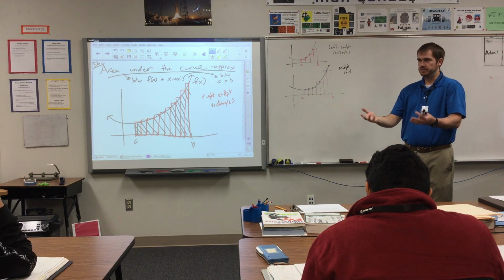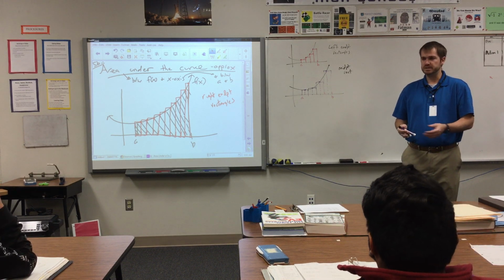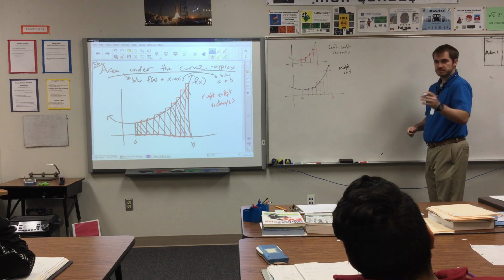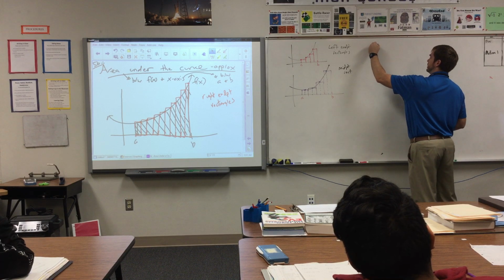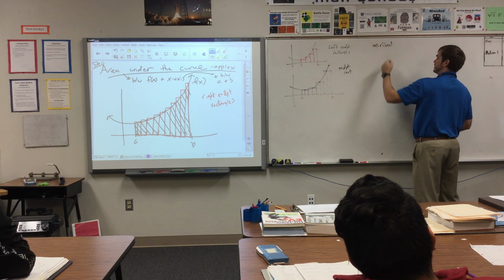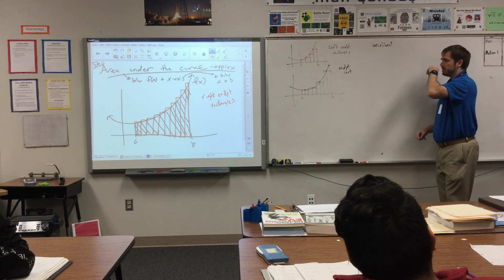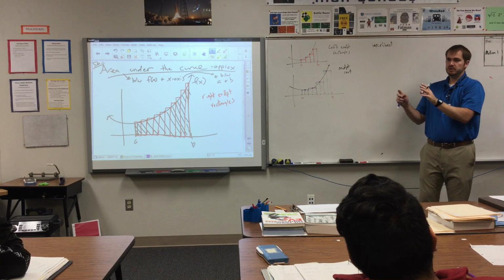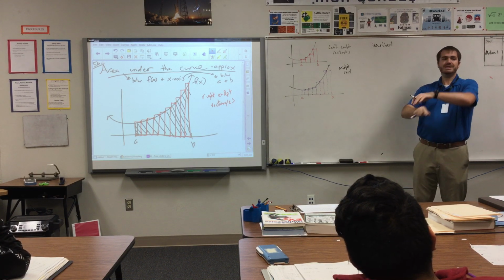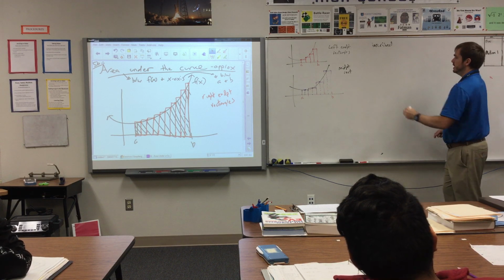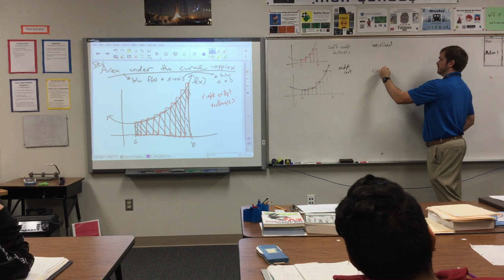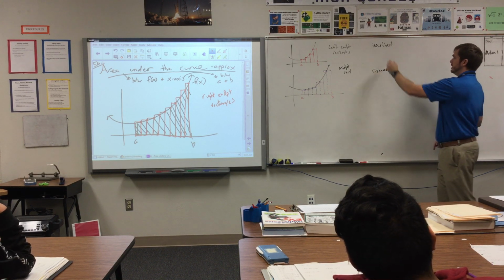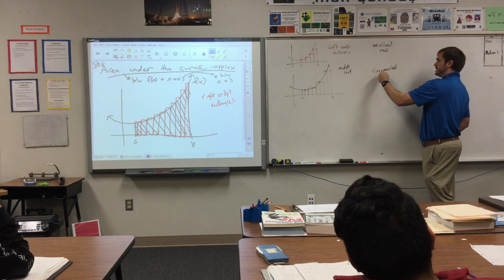There are two other methods for using rectangles, and those are the inscribed and the circumscribed rectangle method. So inscribed means you're not always going to choose the left endpoint and you're not always going to choose the right endpoint, but instead you will choose rectangles that are always going to be inside the curve. Okay? And the circumscribed method, circumscribed rectangles, they're always going to be outside.